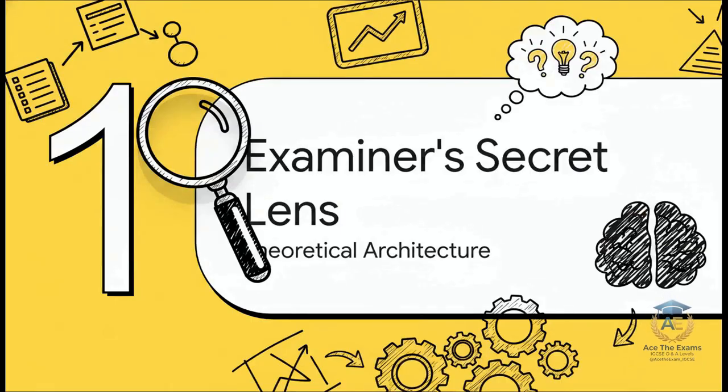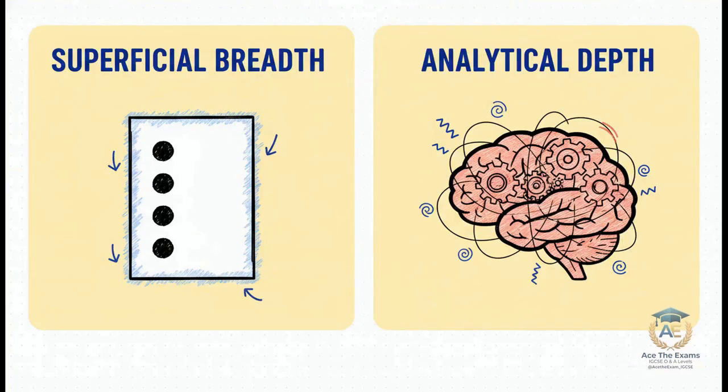Section 1. The examiner's secret lens. Now, what's really interesting about this slide is how it exposes the biggest myth in A-level accounting. If you think getting top marks is just about rote memorizing a few balance sheet formats and drilling formulas until your hand cramps, well, you are setting yourself up for a really nasty surprise. The theoretical architecture of this exam demands so much more than that. The examiners are specifically hunting for causal relationships and integration.